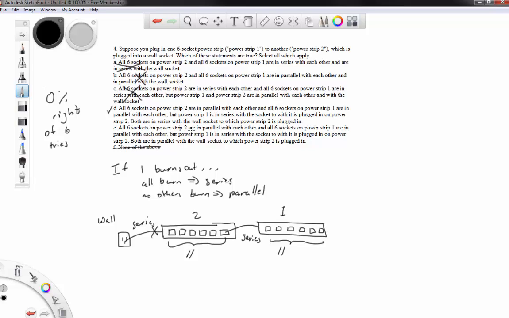All 6 sockets on strip 2 are in parallel with each other. All 6 sockets on strip 1 are in parallel with each other. So far, so good. Power strip 1 is in series with the socket to which it is plugged in. So far, so good. Both are in parallel with the wall socket. Nope. So the answer would be D in this case.